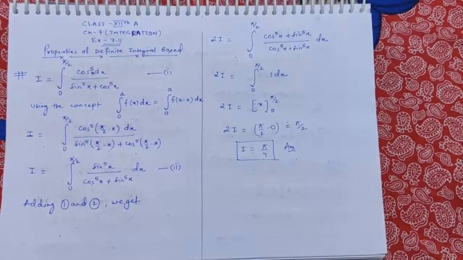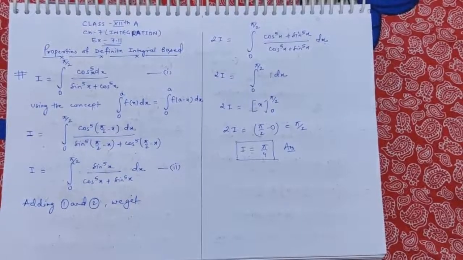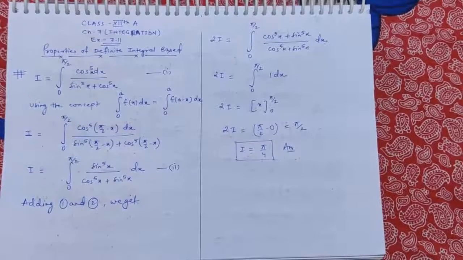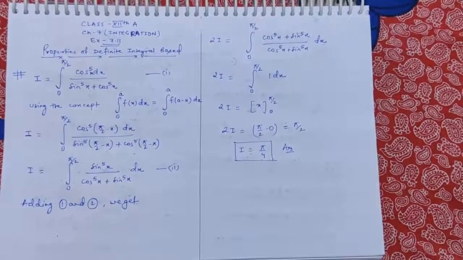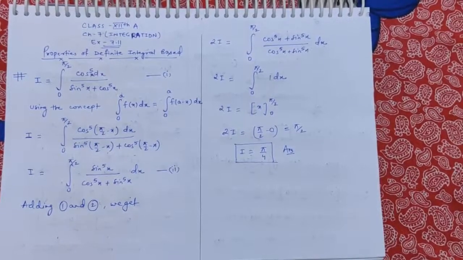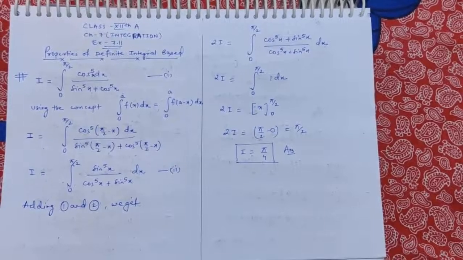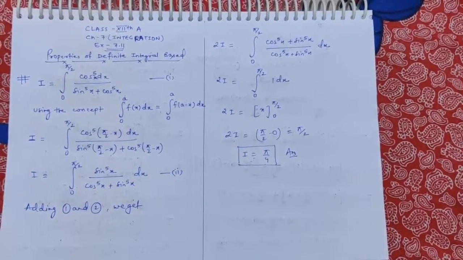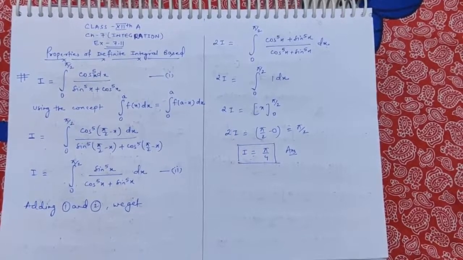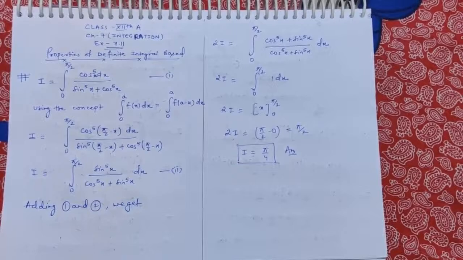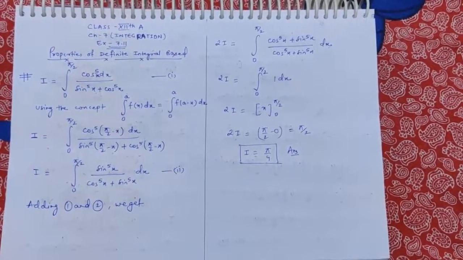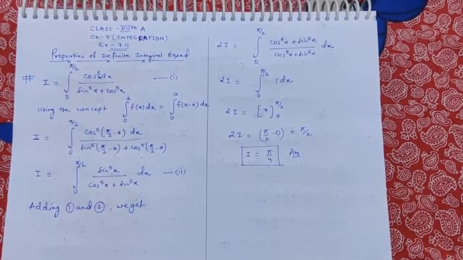In the first question, I is equal to the integration from 0 to pi by 2 of cos raised to the power 5x dx upon sine raised to the power 5x plus cos raised to the power 5x. Now using the concept integration 0 to a f of x dx is equal to 0 to a f of a minus x dx, in the place of x I have to substitute a minus x, which is pi by 2 minus x.